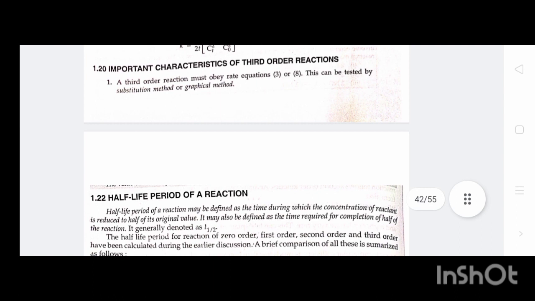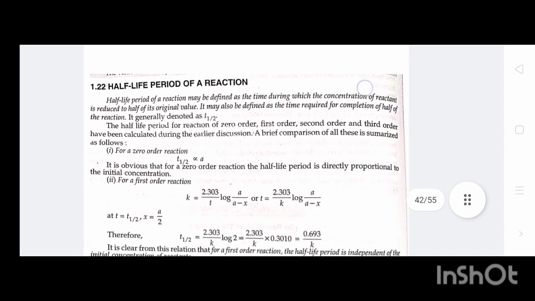Important characteristic of a third order reaction: a third order reaction must obey the third order rate equation. This can be tested by the substitution method or the graphical method.